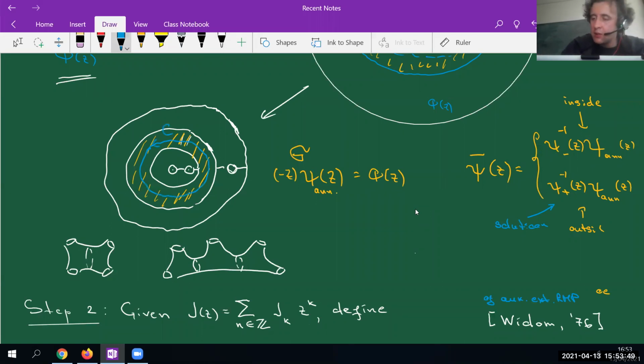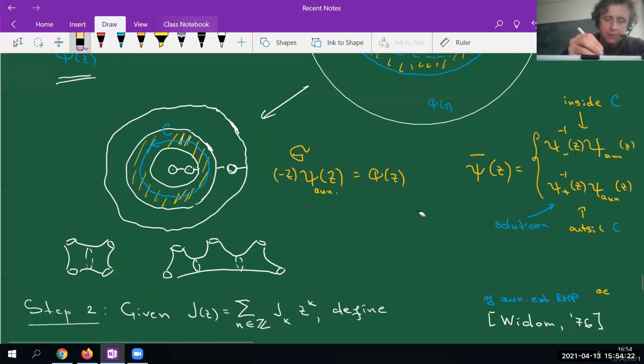Circle C. So this is inside C and this is outside C. Okay. So we have canceled all jumps inside C and outside C. But since we have divided by different factors here and here, the price to pay is that we get a jump of psi bar on the circle C.